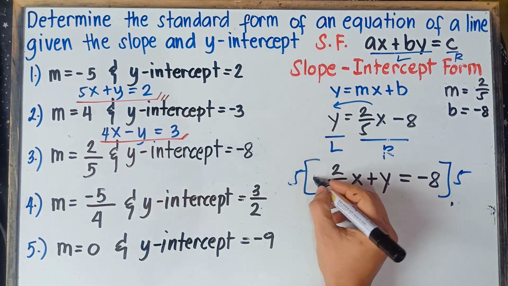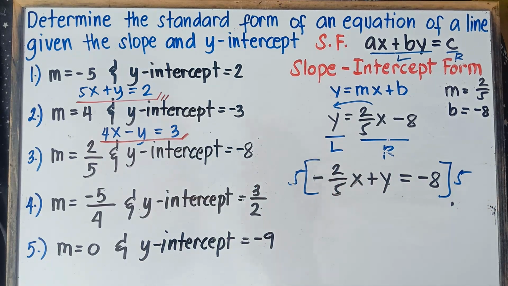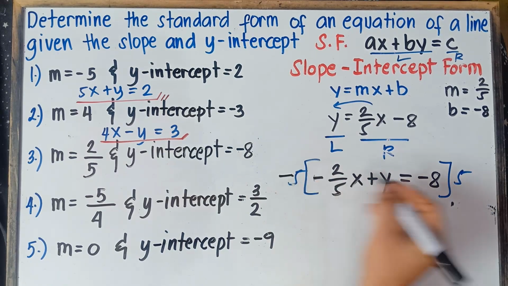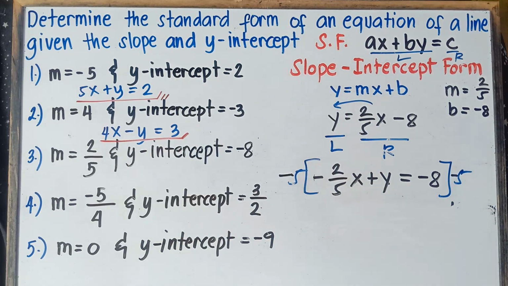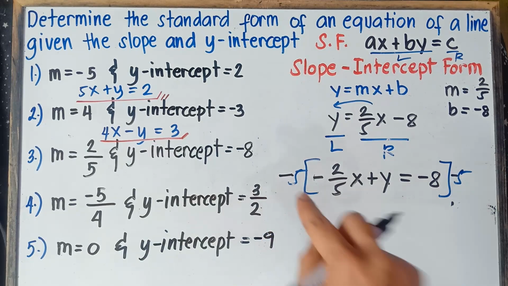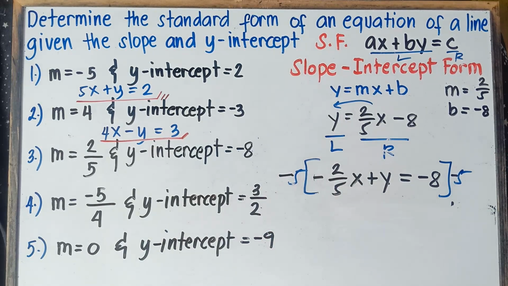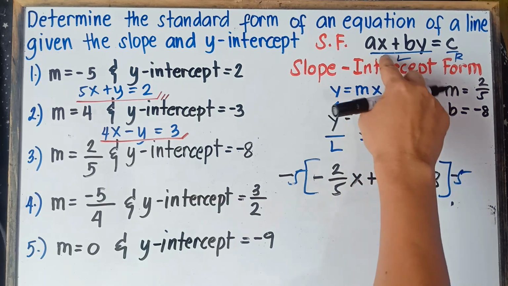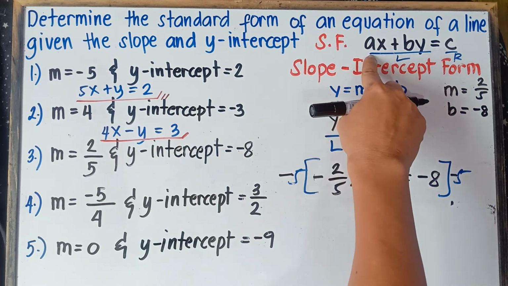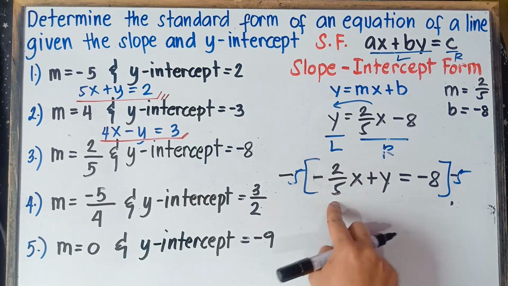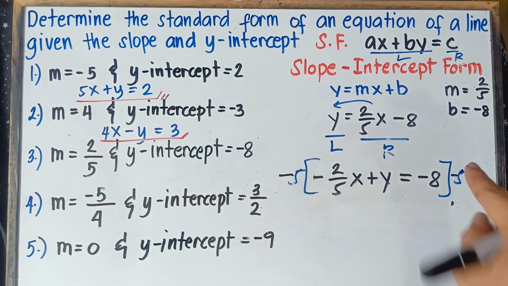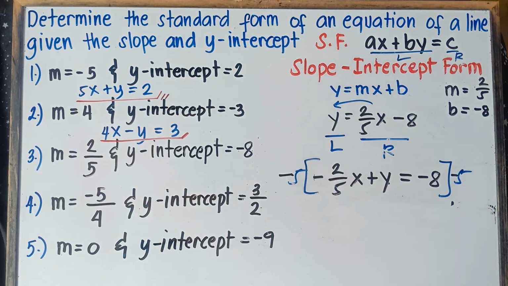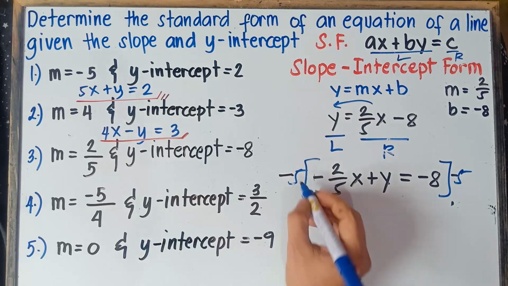Now, since this is negative 2 over 5x, we need to multiply both sides by negative 5. Why is that, sir? Because negative times negative would be positive. Once again, negative times negative becomes positive. The number before x should be a positive number. Since this is a negative 2 over 5, a fraction, we need to multiply both sides by negative 5 so that we can cancel this out.